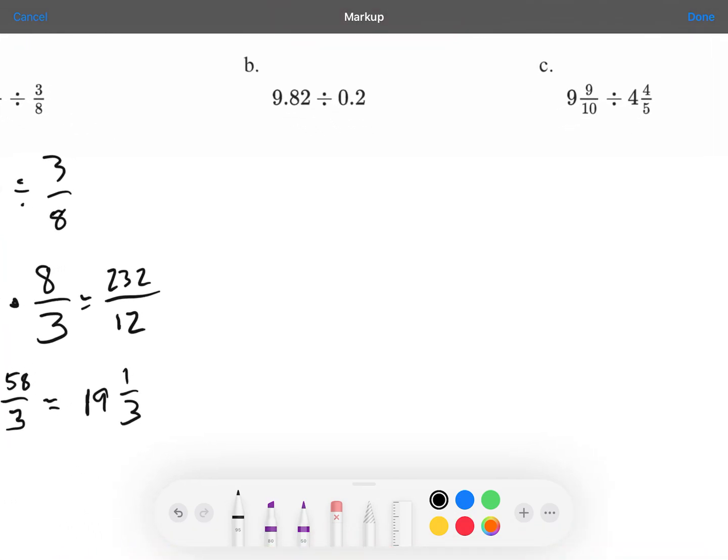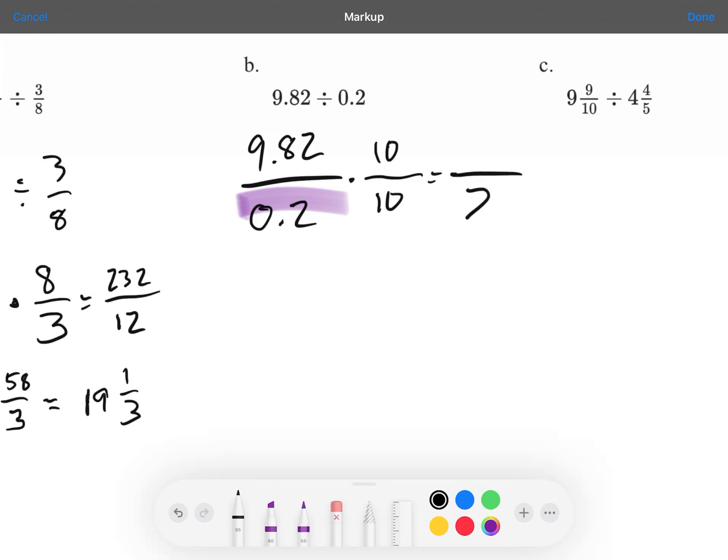Okay. Now for decimal division, we could rewrite that as 9.82 divided by 0.2. And what we always want to do, especially with this one, is have no decimal. So we'll multiply by a giant 1. The only reason we're multiplying by a giant 1 is we want no decimal in that denominator. The giant 1 I'm picking for this is 10 over 10, because 0.2 times 10 is 2. But I do need to multiply the numerator by that, and I get 98.2.